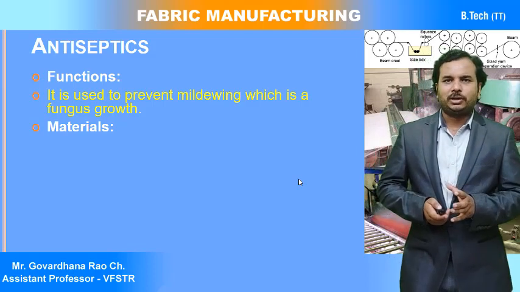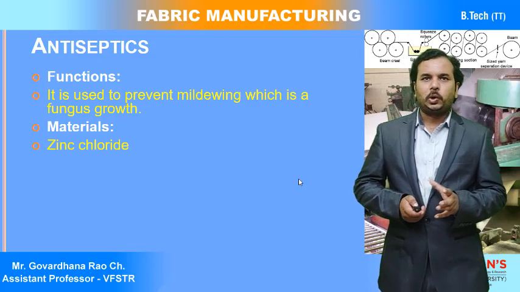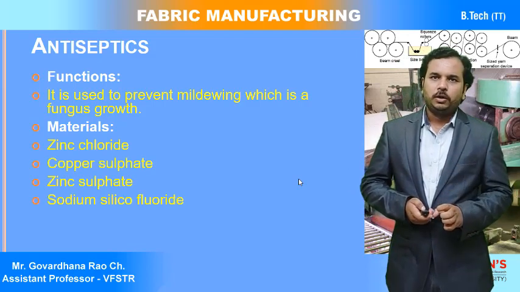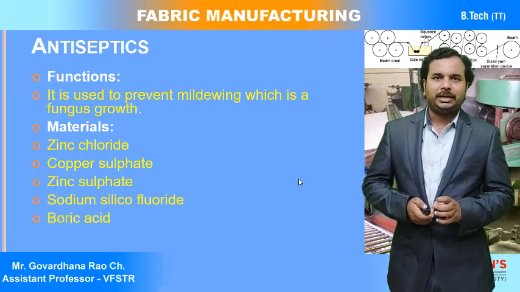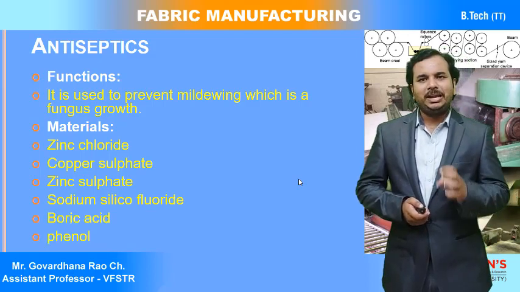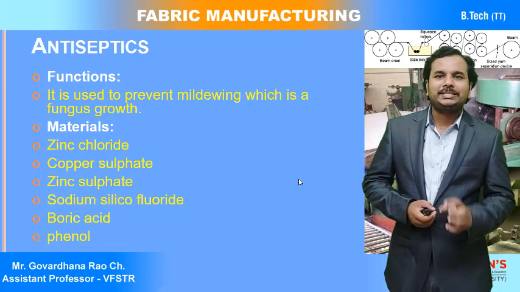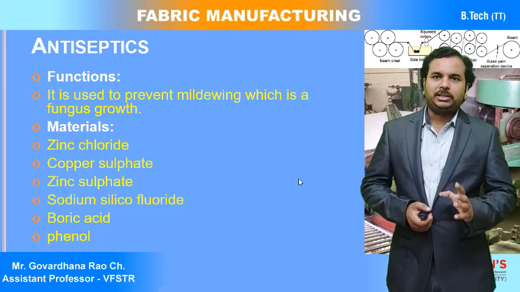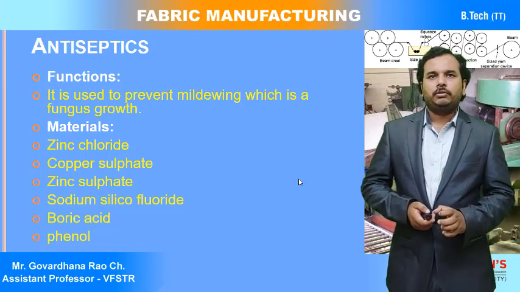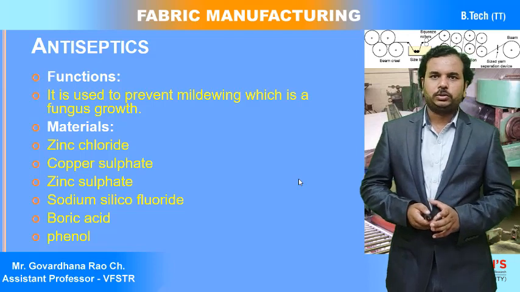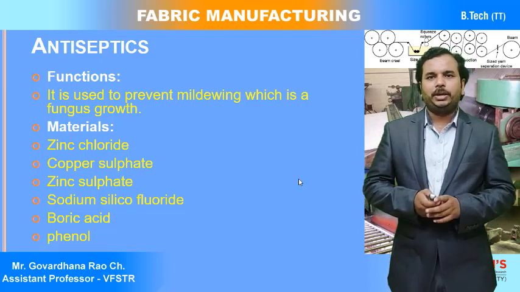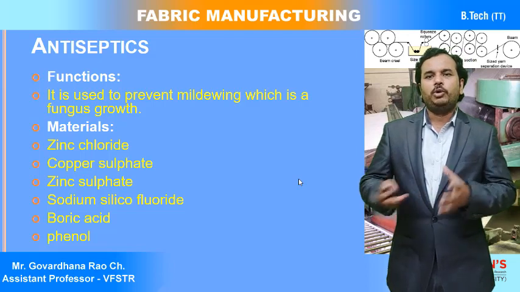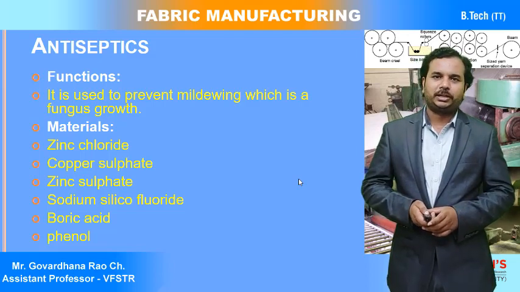The materials used as antiseptics are zinc chloride, copper sulfate, zinc sulfate, sodium silicofluoride, boric acid, and phenols. So these are the materials we use as antiseptics to control or prevent mildewing, which is a fungus growth. Now we will move on to the secondary ingredients part.